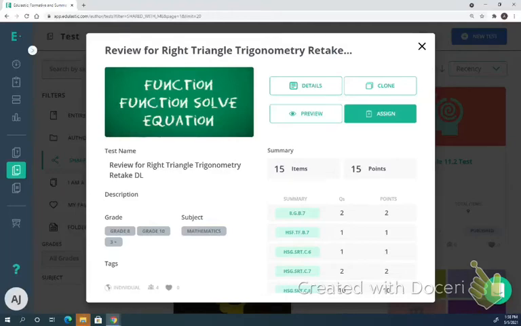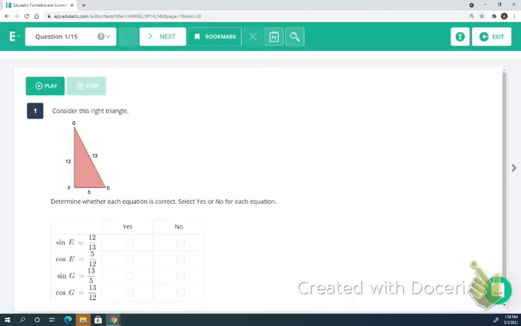All right, guys, I wanted to do a quick review for those of you who, since I was out yesterday, for our review. So this is the review for the right triangle retake. All right, so question number 1 is asking us to consider this right triangle.